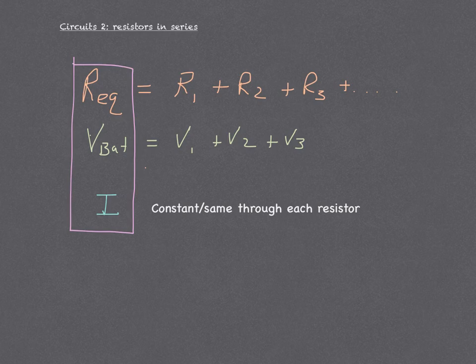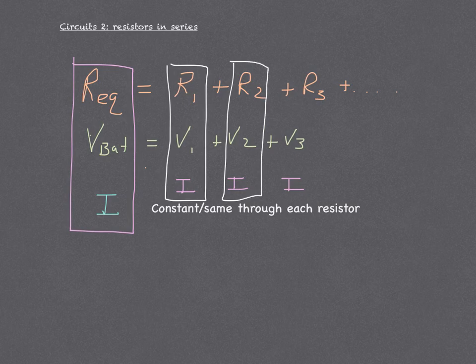If we wanted to figure something out about the individual resistors, this current still applies in each of those individual situations. But you would have to kind of cluster the individual values together. So you can't use the voltage of the battery along with the resistance of just one of the resistors. We'll look at resistors in parallel in the next video.